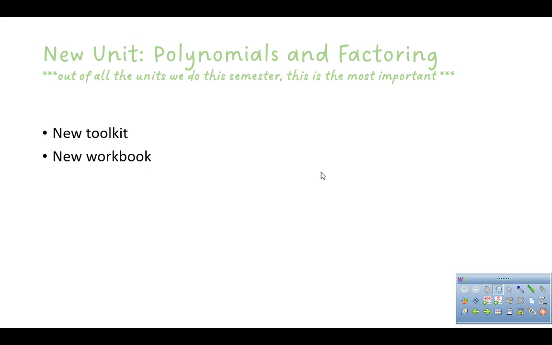So your new toolkit and workbooks are purple. We're running out of colors here. But there are only 2 units left. So we'll do this one, and then we end with probability. All right, so here are your new workbooks. 1, 2, 3, 5. Just jot your names on these.